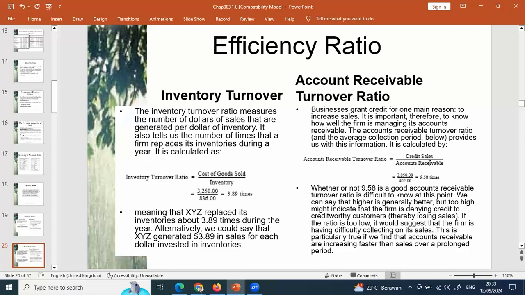9.58 times. Lukman Hakim. What does it tell you, Lukman? How do you interpret that? Still mute, Lukman. Sorry, sir. Yeah, still mute. So what do you think? What is your interpretation of it?